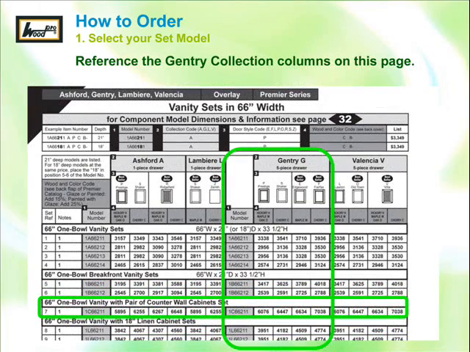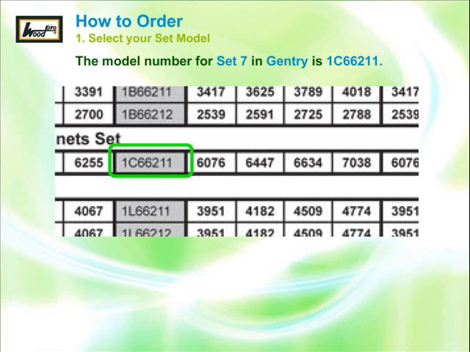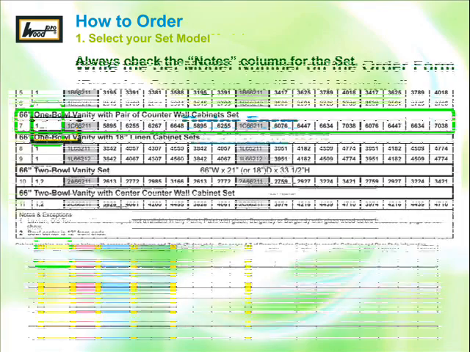As we continue to select our set model, we will reference the Gentry collection columns on this page. The model number for set 7 in Gentry collection is 1C66211. Remember always to check the notes column for the set. For this particular set, there's note record 1, which at the bottom of the table reads, Lawton, Old Town, and Villa door styles are not available in any paint with glaze, burgundy, or burgundy with glaze wood colors because the pegs do not show. In the case of our example, this does not apply.